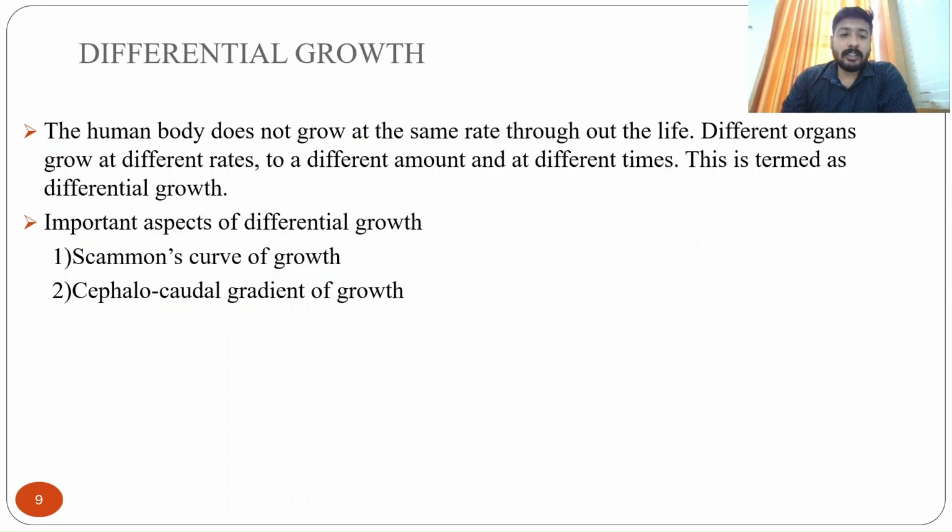So what is differential growth? The human body does not grow at the same rate. The human body consists of different tissues, all of which tend to grow at a different rate. This is explained by two different concepts, that is Scammon's growth curve and the cephalocaudal gradient of growth.